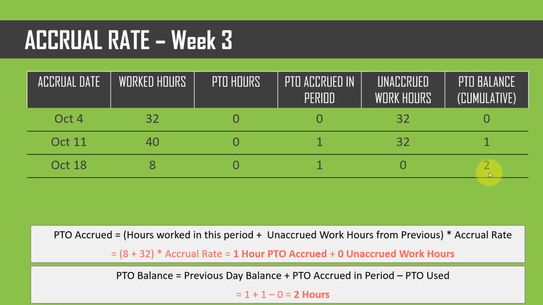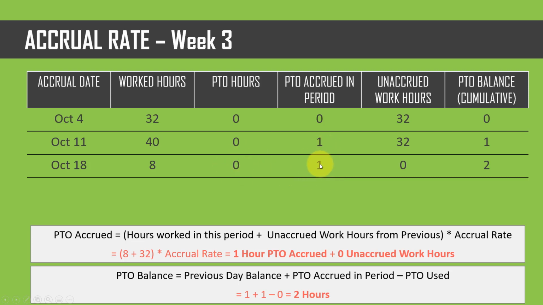Let's go to week 3. Let's assume that the employee works only for 8 hours because the employee was not asked to work for more than 8 hours, because the work can be varying week by week, and maybe in this case the employee was not needed to work for more than 8. The employee worked for 8, and hence there was no PTO taken.